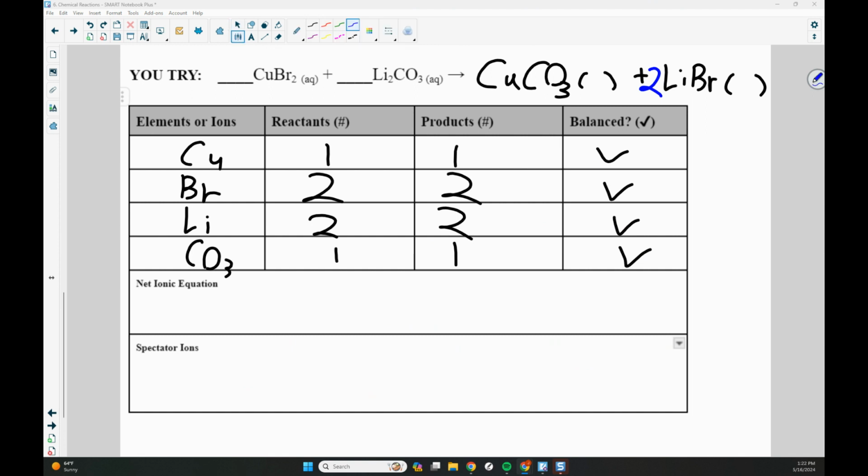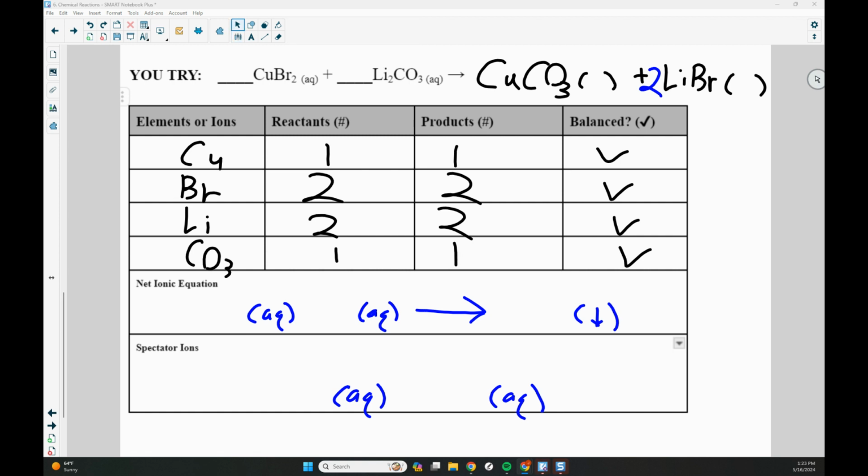Here's one way to think about the net ionic equation. Make sure I leave enough space here. We're always going to have 2 aqueous things forming a solid thing. Does that make sense? So we're always going to have that for the net ionic equation. And down here, we're always just going to have 2 aqueous things that don't do anything except stay dissolved in water. All right? So let's look up at our equation now.